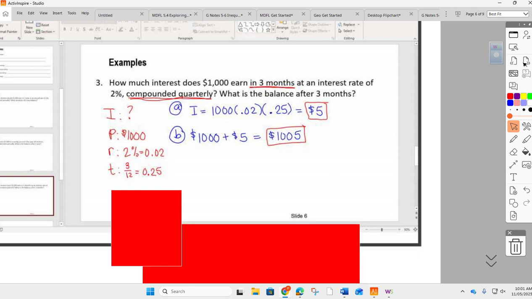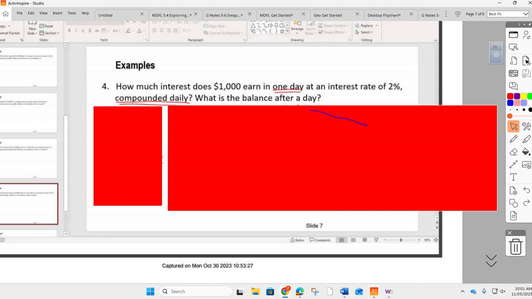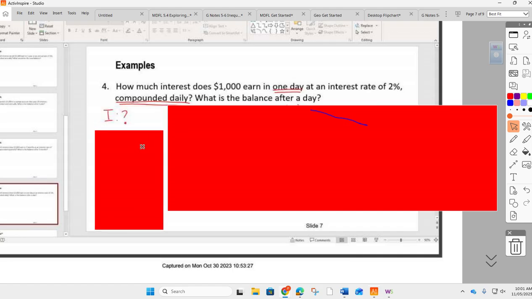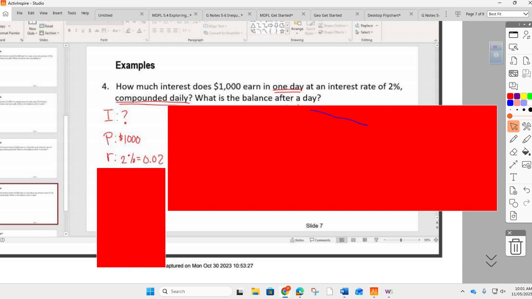Any questions? All right, moving on. How much interest does $1,000 earn in 1 day at an interest rate of 2% compounded daily? And what is the balance after a day? So once again, identifying the parts that we're going to plug into the formula. These are all the same, but compounded daily, remember that the T is always a part of a year that you're compounding. So if you're compounding daily, it's 1 out of 365.